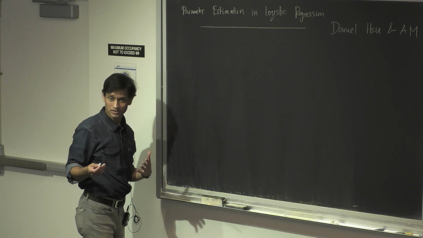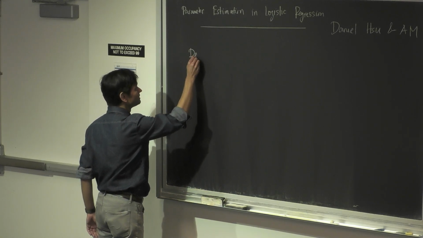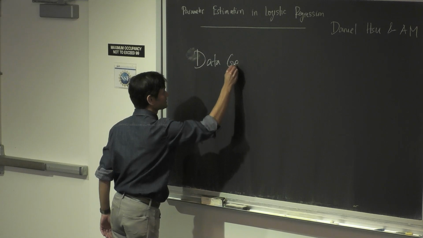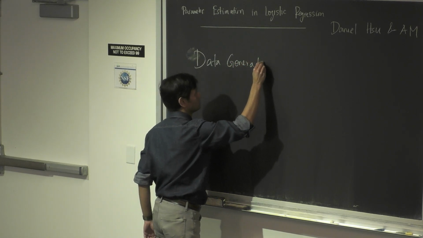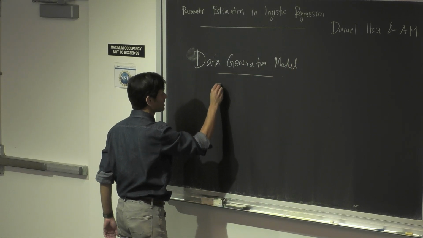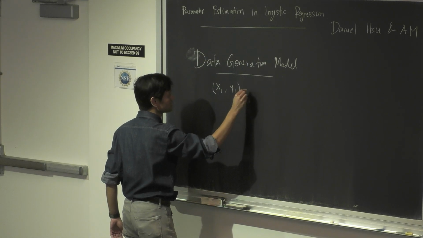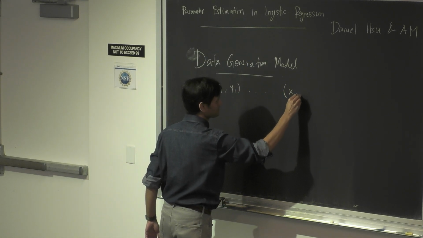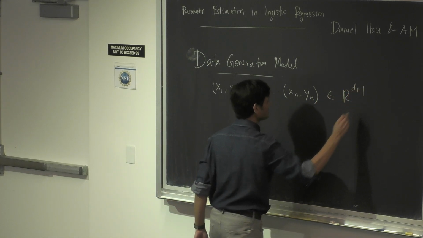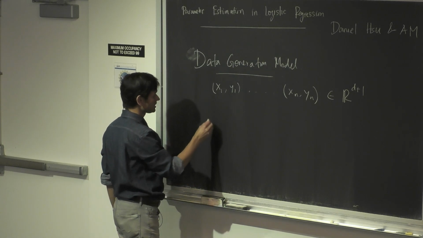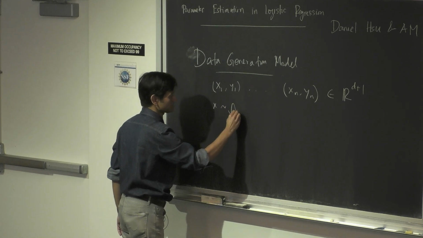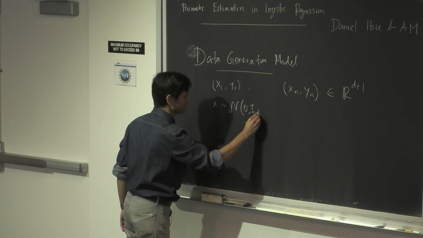So we had a data generation model. This is the logistic model. We have tuples (x1, y1), ..., (xn, yn), all from R^(d+1). We assumed that the xi's are all IID from X, which is Gaussian with mean 0 and identity covariance.